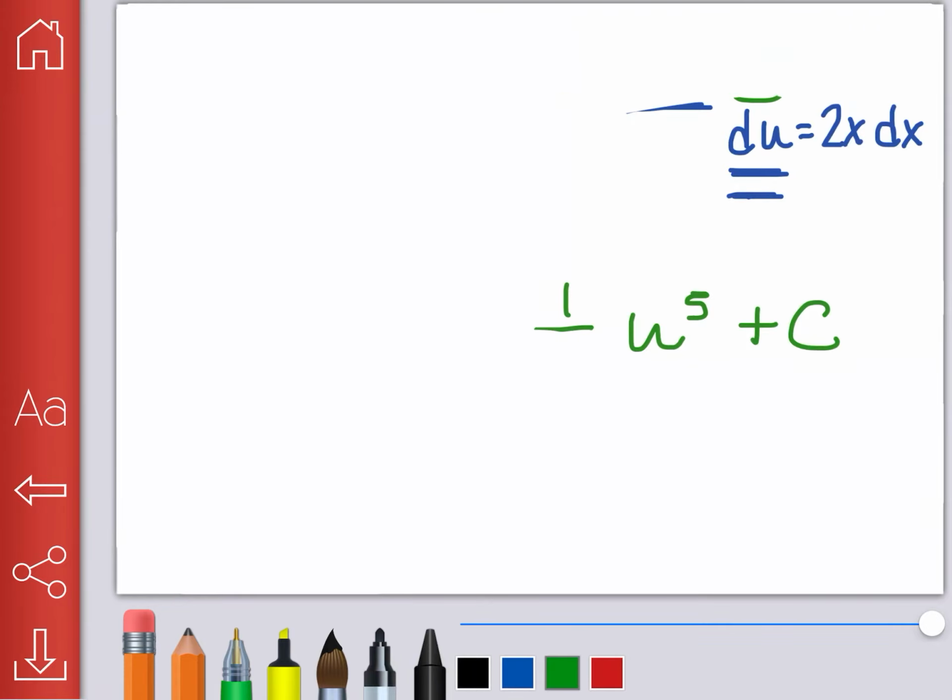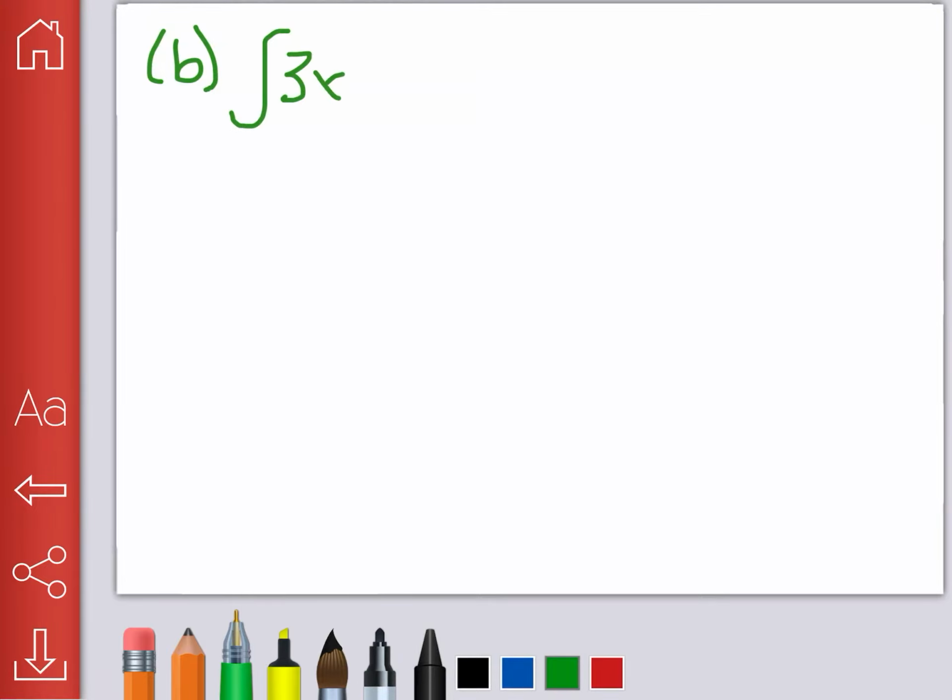So again, if I'm going too fast, you can always pause me. It's just a video. It's not like we're in class real time. All right, here's letter B in the notes. So we've got 3x squared times the square root of x cubed plus 1 dx.